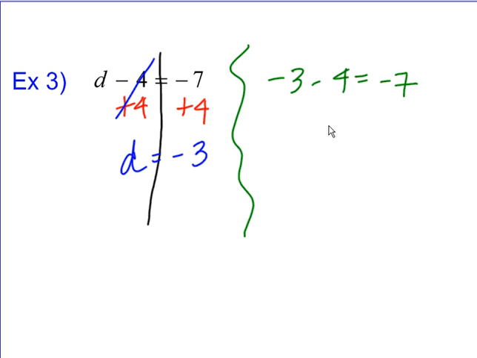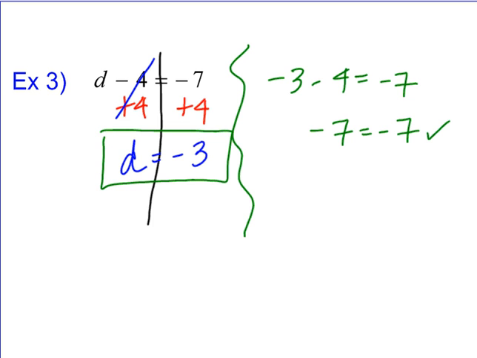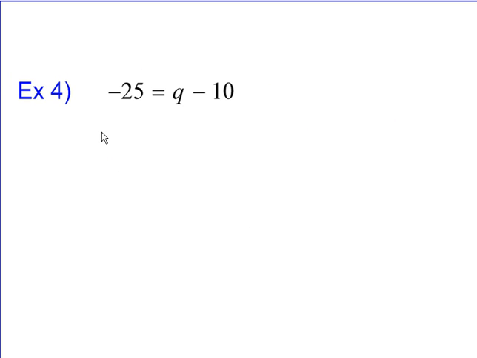Negative 3 minus 4 is negative 7. Since both sides are exactly the same, this is now our solution. Let's try one more, but let's put the variable on the other side. Does it really matter what side the variable's on? No, it doesn't. That just means we're going to concentrate on this side here, because that's the right side, which is where the variable is.